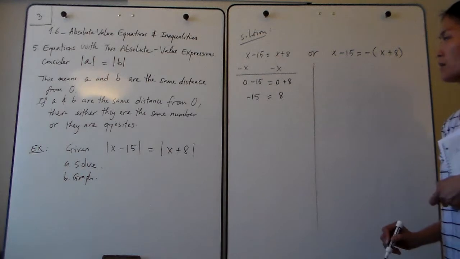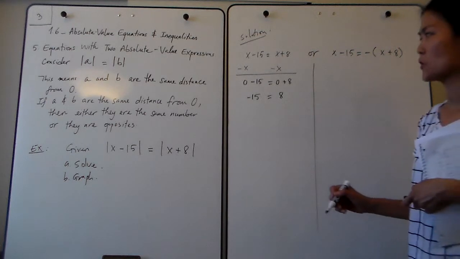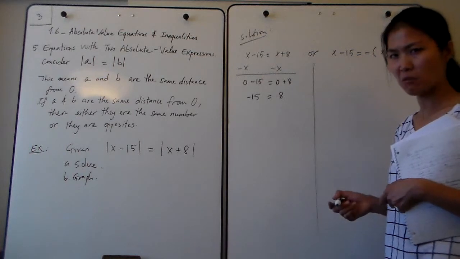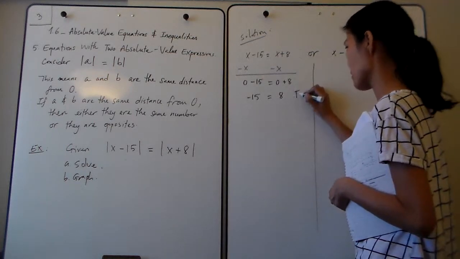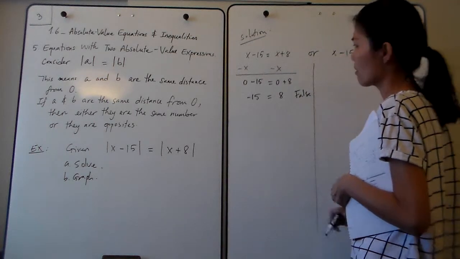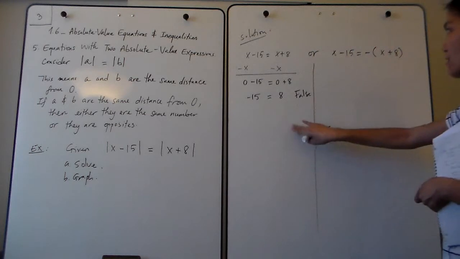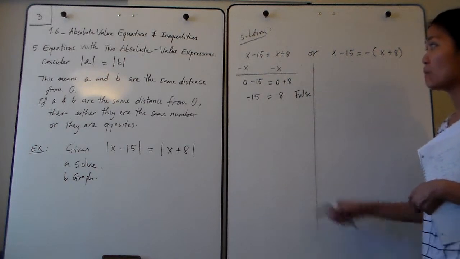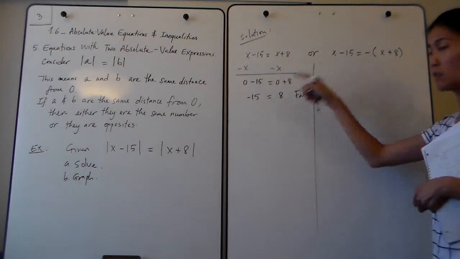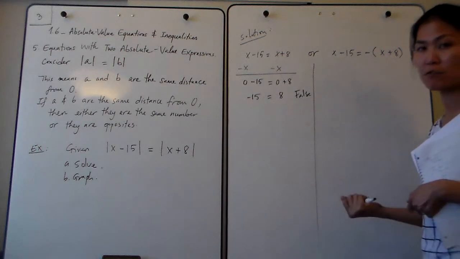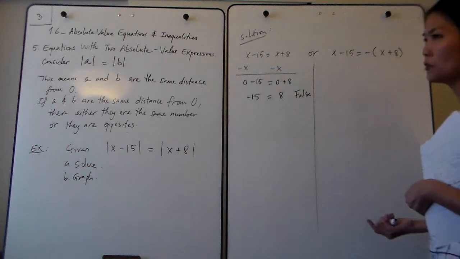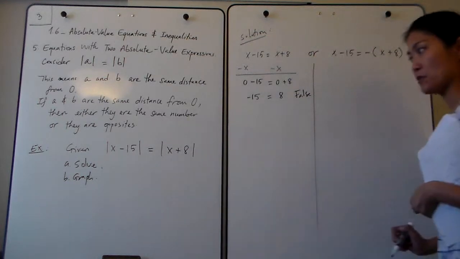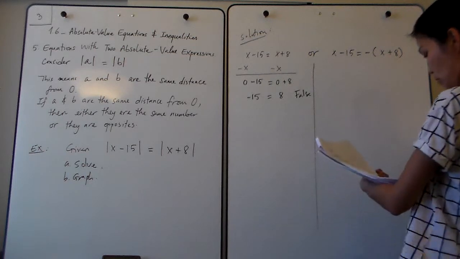Now, do you see anything strange? A negative number equal to a positive number. Impossible, right? So you say false. Okay. And then move on to the next case and see how it's like. Remember, at the end, we'll compare the answers from the two equations to make the final conclusion for this absolute value equation.